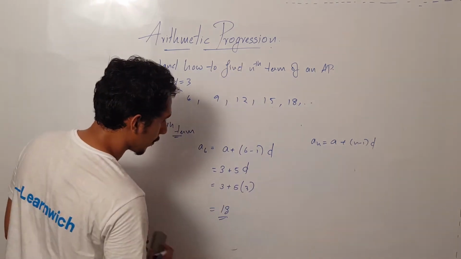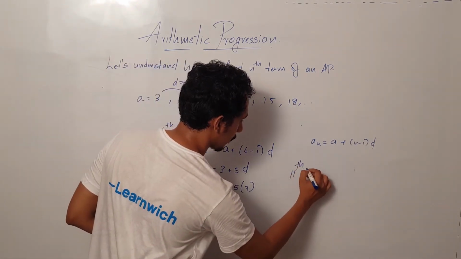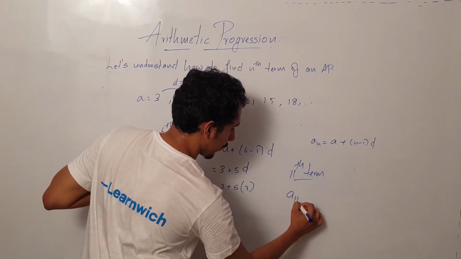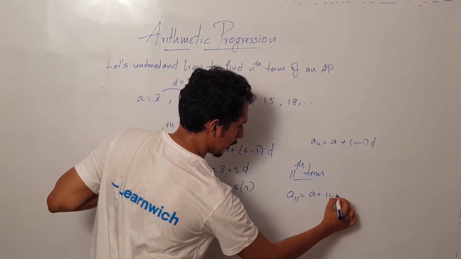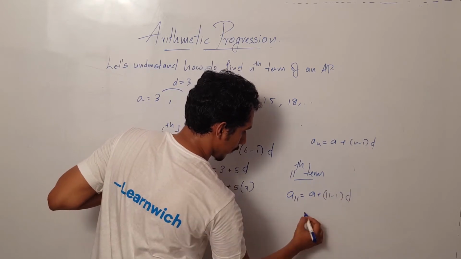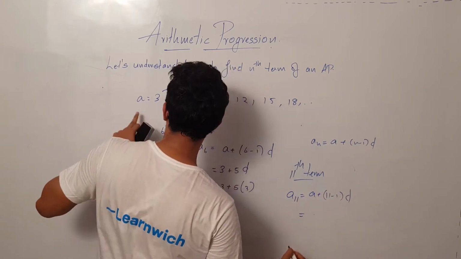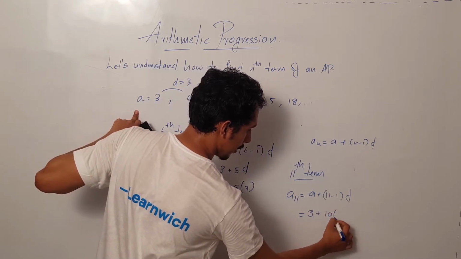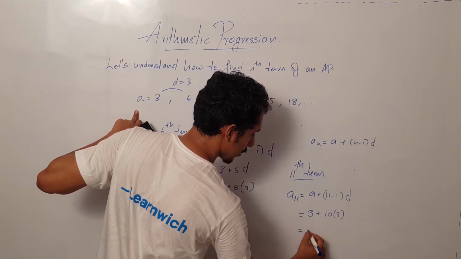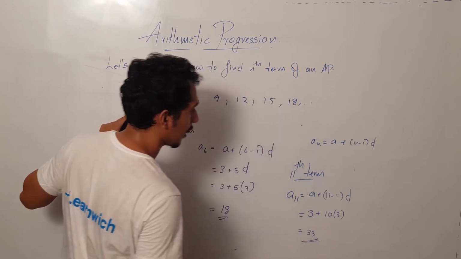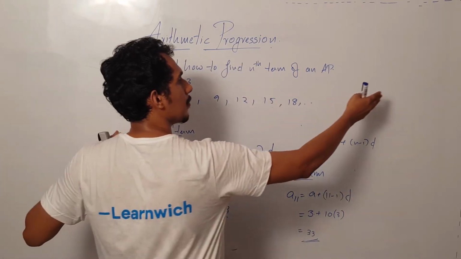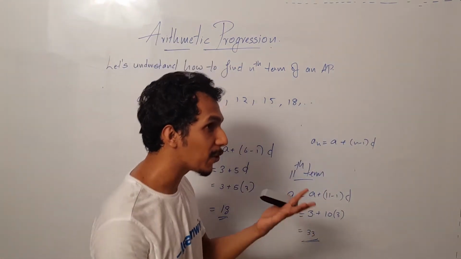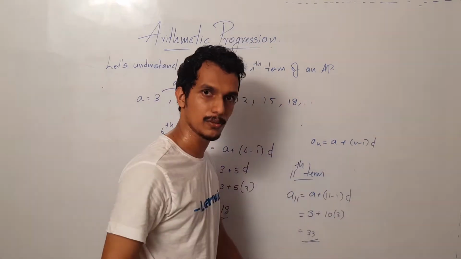Similarly, if I'm asking you to find the 11th term, so A11 is equal to A plus 11 minus 1 into D. So what is A? A is 3, plus 11 minus 1 is 10 into D, which is again 3. So the answer is 33. See, you don't have to write all the numbers up to the 11th term. You may ask, sir, why do you want to apply all this formula? We can simply write all these numbers and get the value at the 11th term.